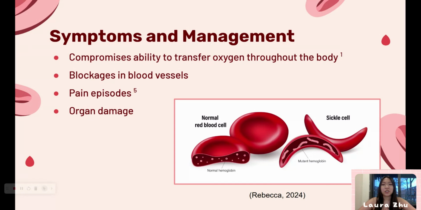For the symptoms and management, the symptoms of this are a lot of pain episodes, and that's just a lot of pain in the body, and organ damage since oxygen is not able to go into the organs since there are blockages. And ways to manage that has been just medication. There hasn't been a cure yet, but as I said, the CRISPR editing has had a good impact on management so far.